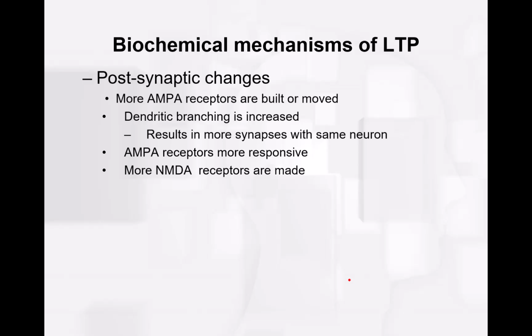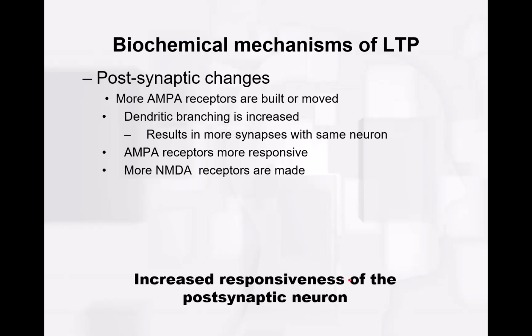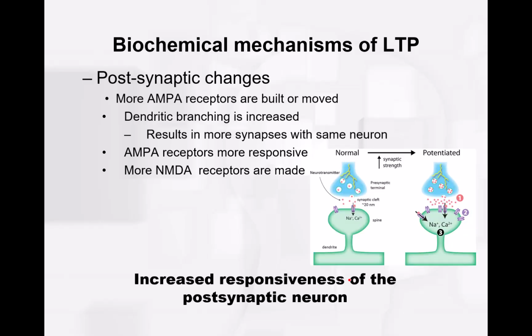So the two biggest changes are more AMPA receptors and more NMDA receptors. As a result, you need to have a larger surface area for the dendrites, so there's dendritic branching. All in all, this is going to increase the responsiveness of the postsynaptic neuron.